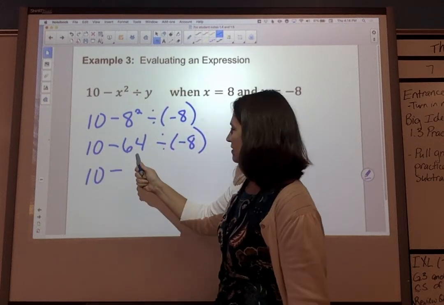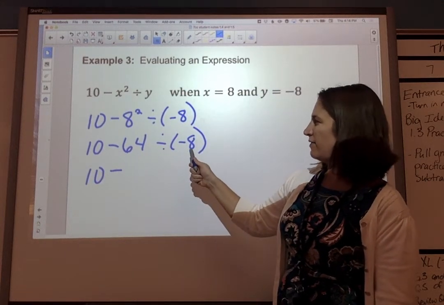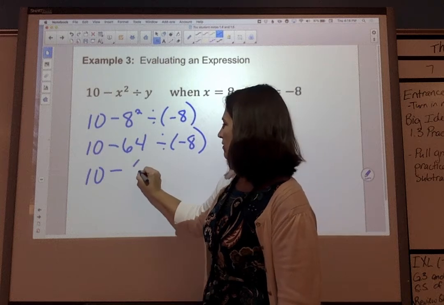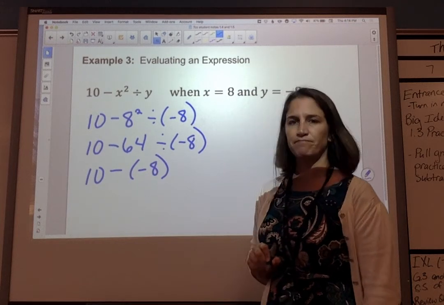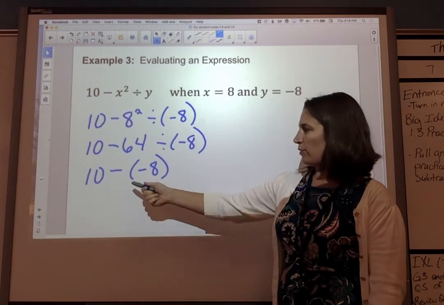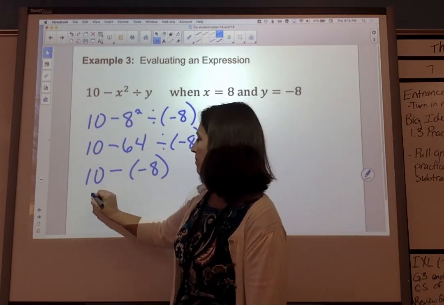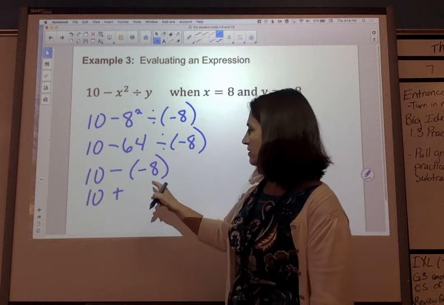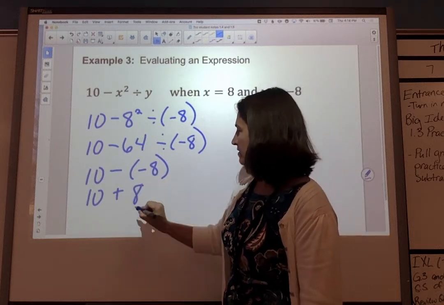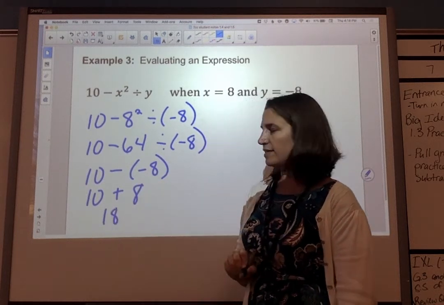10 minus 64 divided by negative 8 would be negative 8. Now we're left with a subtraction problem. I'm going to convert that to an addition problem and add the opposite. 10 plus the opposite of negative 8 is 8, and that's 18.